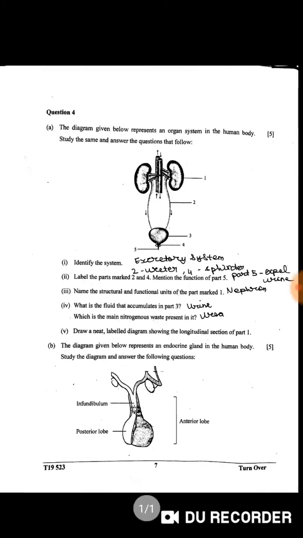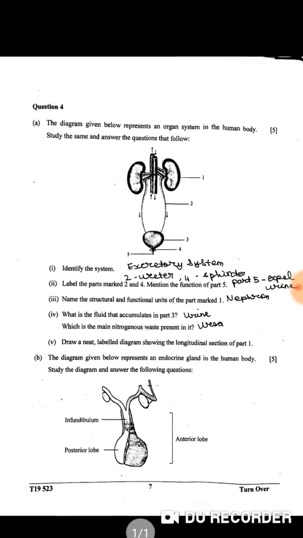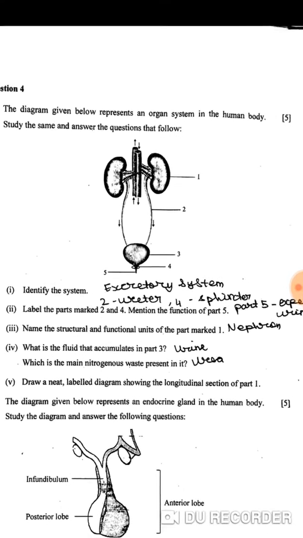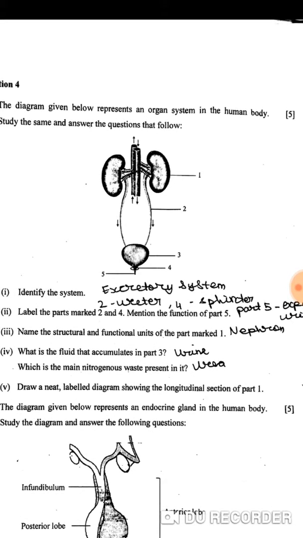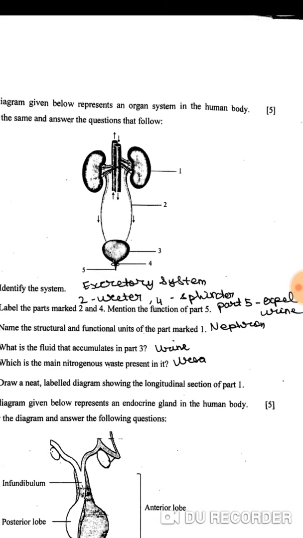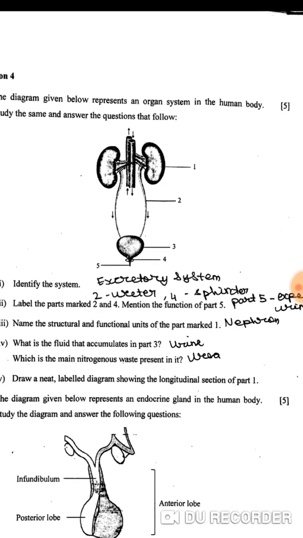For question 4, A1, the system is the excretory system. Label the parts 2 and 4. Part 2 is the ureter, part 4 is the sphincter muscles. The function of part 5 is to expel urine. Part 5 is the urethra.